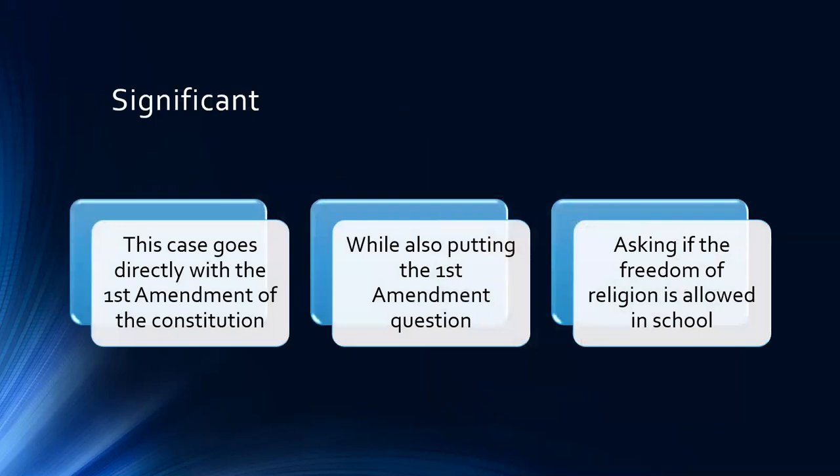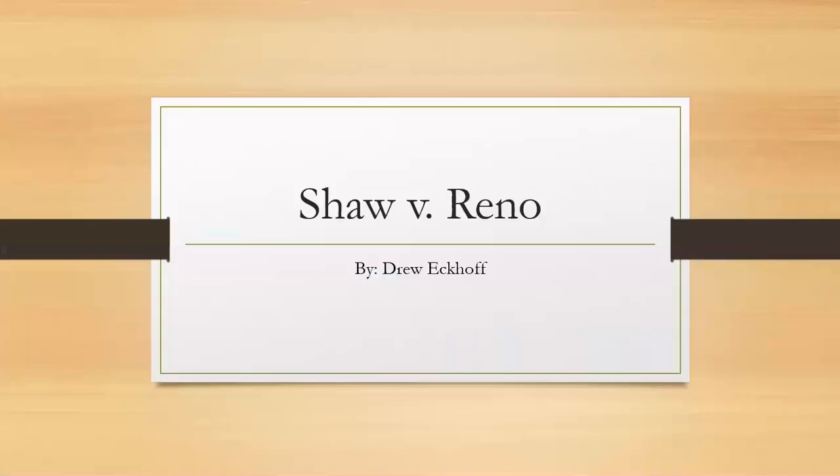And so this is significant because it reinforces the power of the First Amendment. It helps define what exactly is and is not allowed by the First Amendment. And most importantly, it continues to emphasize the fact that religion and government are two separate things. The idea that if anything is controlled or run by the government, then it cannot have a religious component, and that includes schools. So this brings us to Shaw v. Reno.